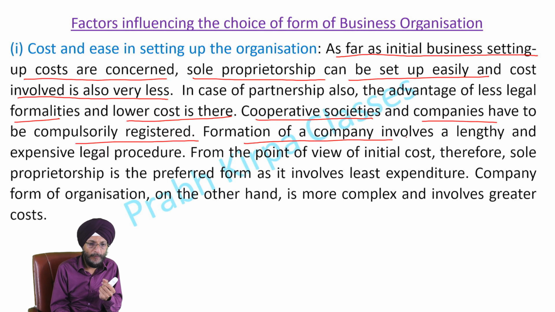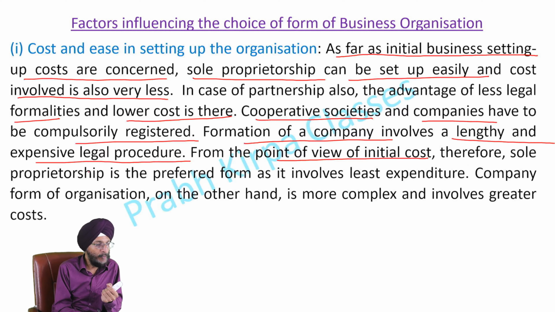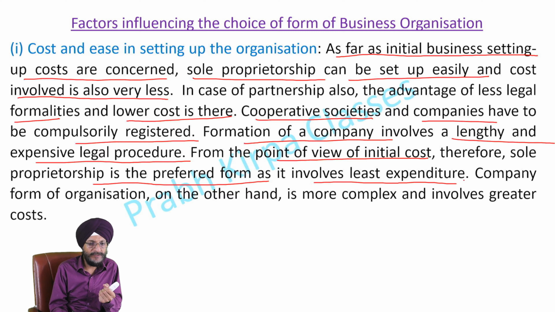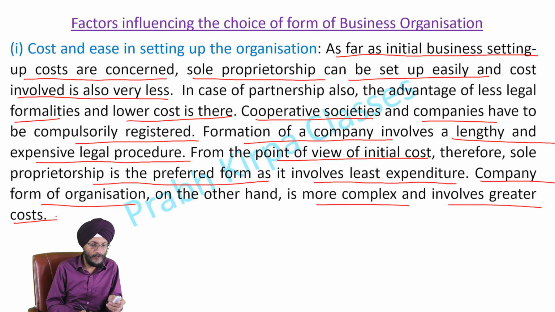If we want to form a company, it involves a lengthy and expensive legal procedure. So, from the point of view of initial cost, sole proprietorship is the preferred form as it involves least expenditure. On the other hand, the company form of organization is more complex and involves greater costs.